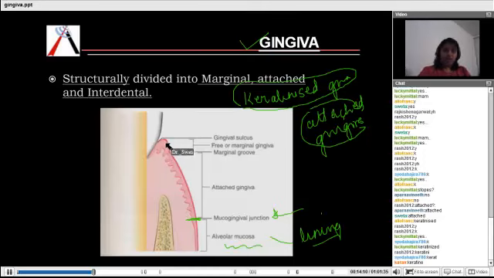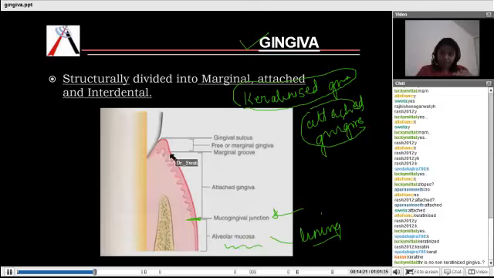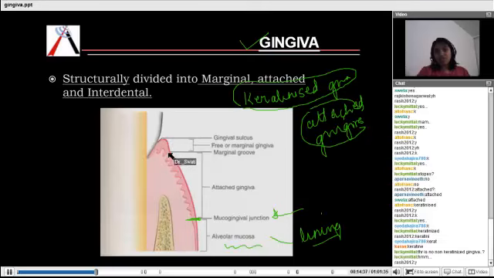We all very well know that marginal gingiva is keratinized and attached gingiva is keratinized. What is the difference between the marginal and attached gingiva? At the marginal gingiva's end, there is non-keratinized tissue in the alveolar mucosa. There is also non-keratinized epithelium in the sulcular epithelium, inside here. But the outer side of the marginal gingiva and the attached gingiva are keratinized.